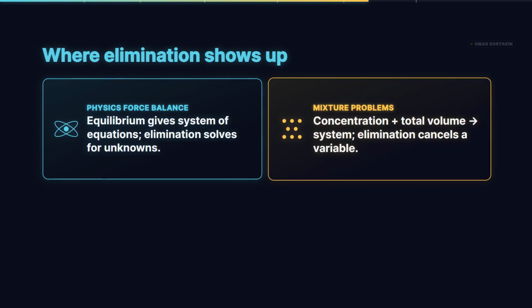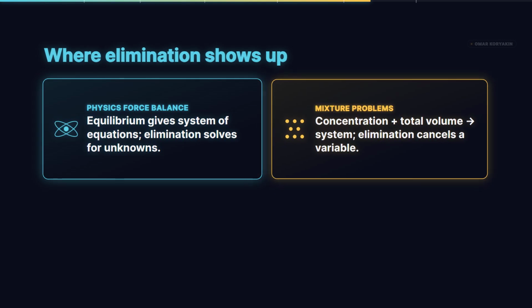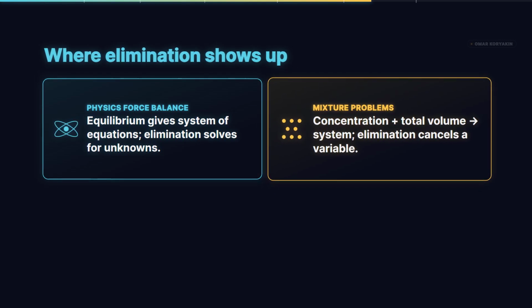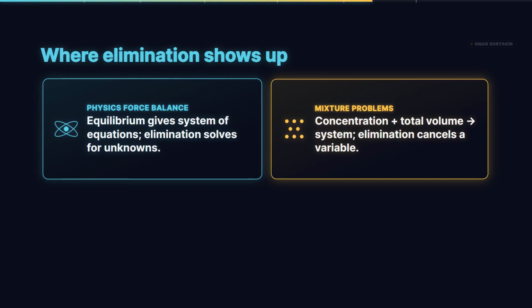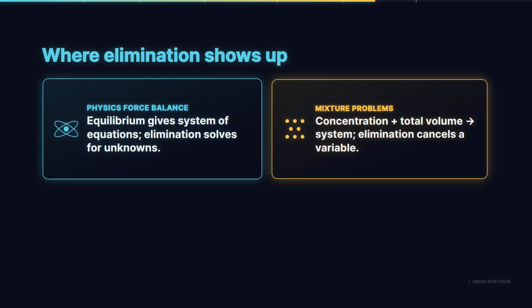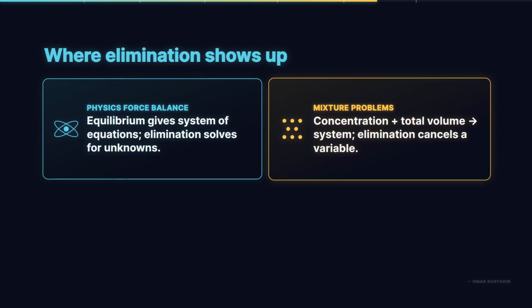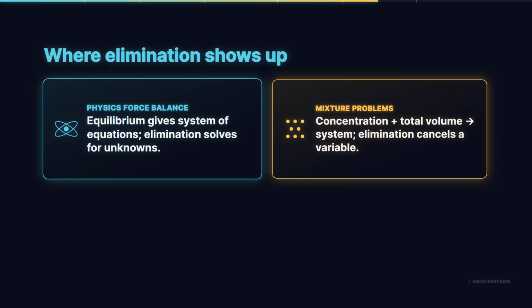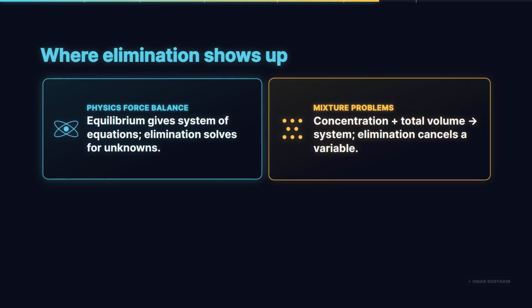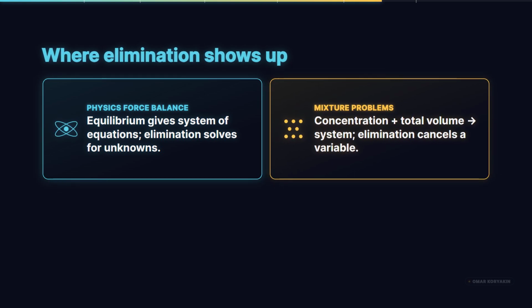In chemistry and pharmacy, mixture problems where two solutions are combined to produce a target concentration produce a system of two equations, one for the total volume of the mixture, one for the conservation of a specific solute. Elimination cancels one variable cleanly when the coefficients align nicely, often the case in standard mixture problems. The technique is foundational across chemistry lab work and pharmaceutical compounding.